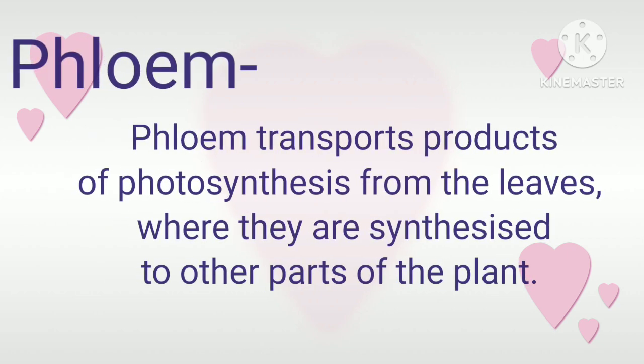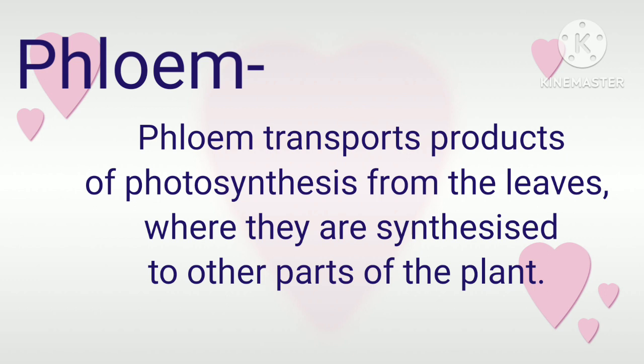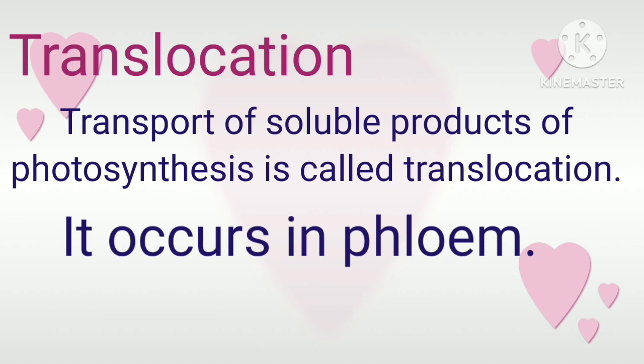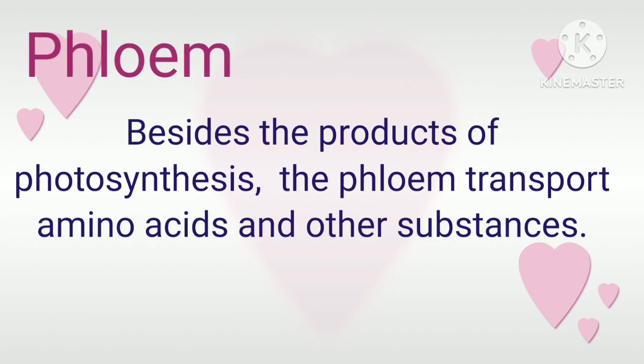The second part of the transport system of plants is phloem. Phloem transports products of photosynthesis from leaves, where they are synthesized, to other parts of the plant. Let's discuss the topic translocation. Transport of soluble products of photosynthesis is called translocation. It occurs in phloem. Besides the products of photosynthesis, the phloem transports amino acids and other substances.